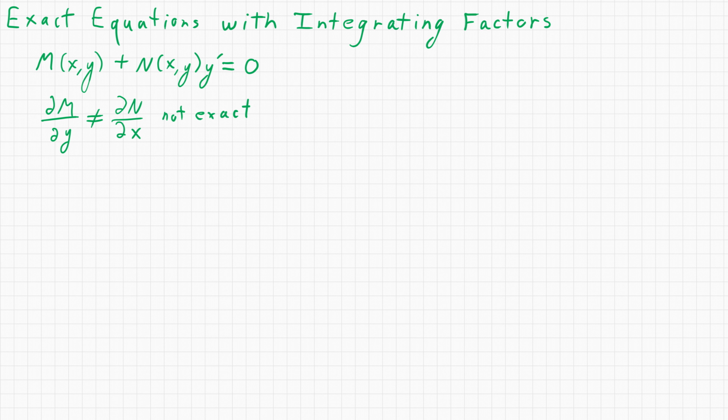But what if there was a way? Here's the idea: we multiply by an integrating factor. We'll call it mu of x comma y. Sometimes it's only a function of x, sometimes only a function of y, sometimes a function of x and y. But the idea is to multiply by mu of x,y to make the ODE exact.